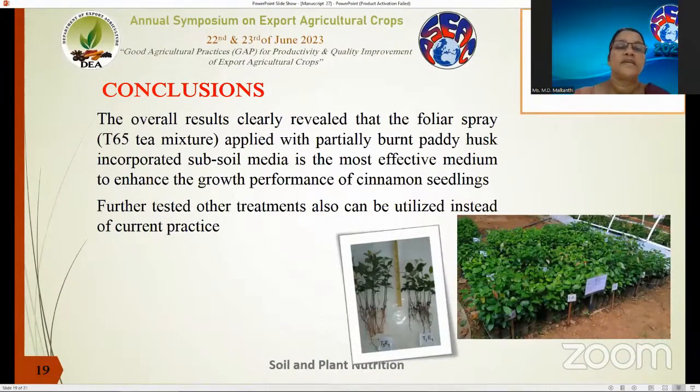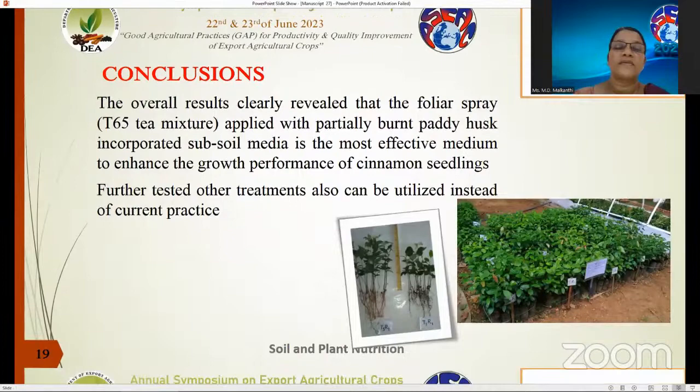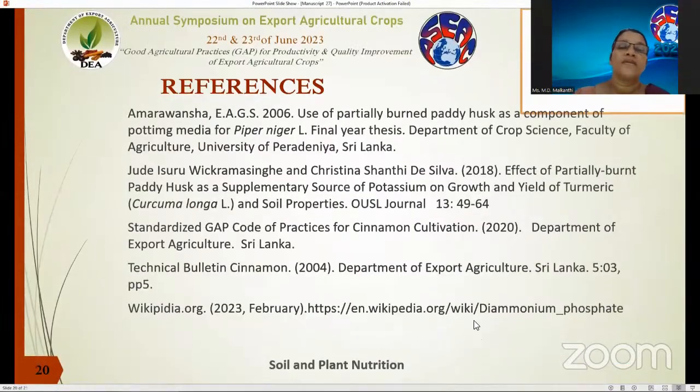Conclusions of the study: the overall results clearly reveal that the polyspray T65 mixture applied with partially burnt paddy husk incorporated subsoil media is the most effective medium to enhance the growth performance of the cinnamon seedlings. Further, the other tested treatments also can be utilized instead of the current practice. These are the references.